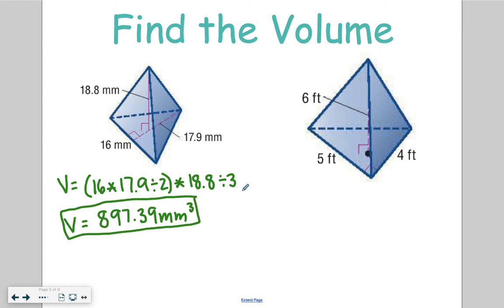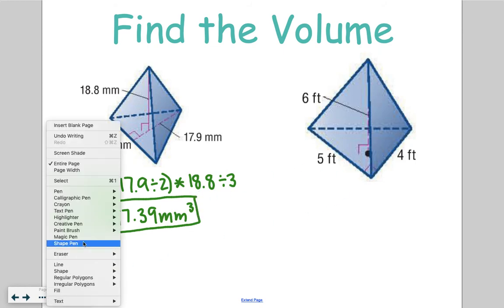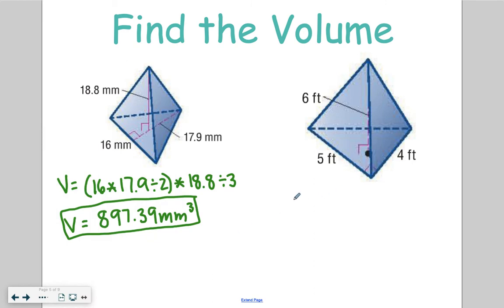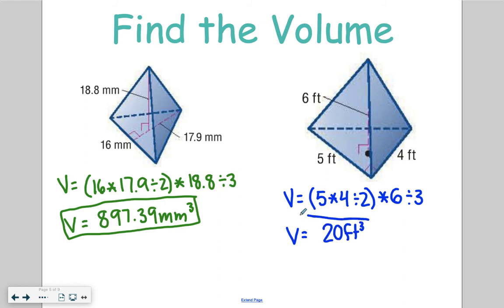Looking at this second example on the right, again you notice that there is a triangle on the bottom. So we've got our base times height divided by 2 for the area. So we're going to start with 5 times 4 divided by 2. And then we're going to multiply by the height of that pyramid, which is 6. And then you're going to go ahead and divide by 3, giving you a volume of 20 feet cubed for this particular pyramid.